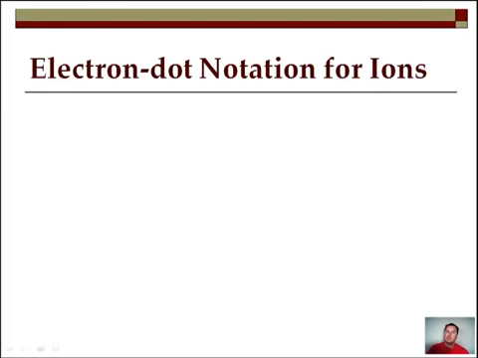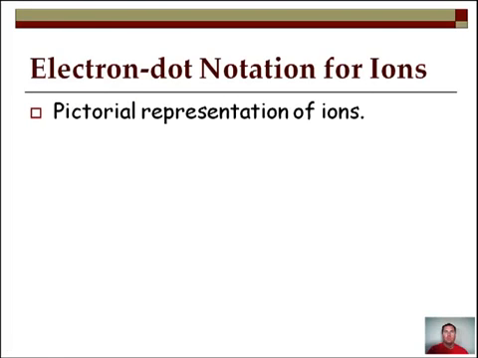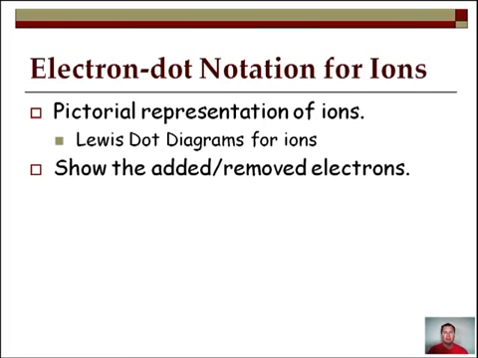Okay, so we did electron diagram notation, Lewis dot diagrams for the element. Now let's look at it for the ion. So it's simply a pictorial representation of ions. Okay, it's the Lewis dot diagrams for ions. You're going to show differences. You show either the added or removed electrons. We do it the same way. Okay, and you also show the charge of an ion.